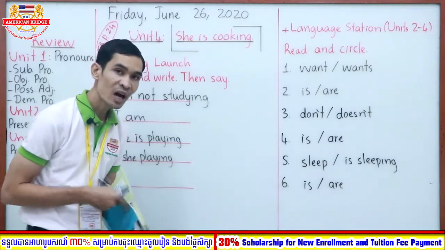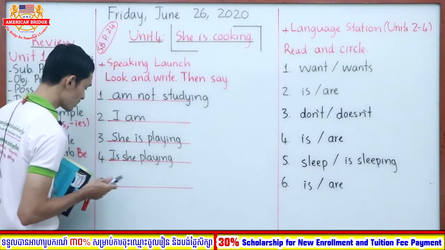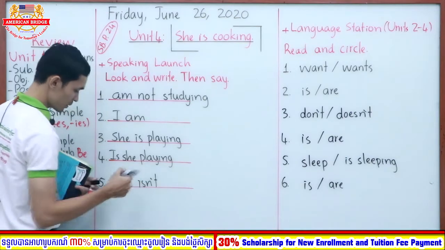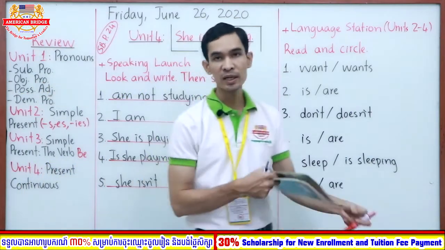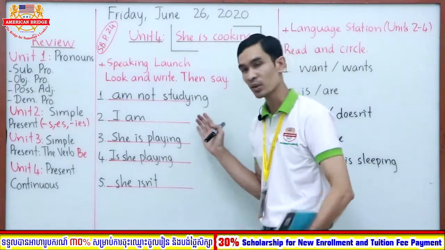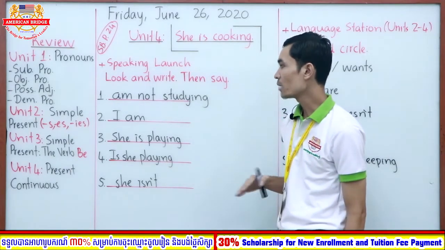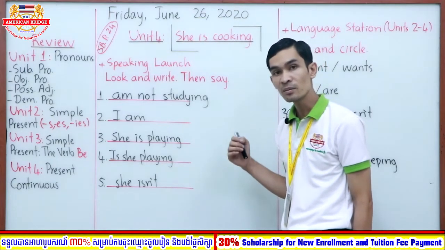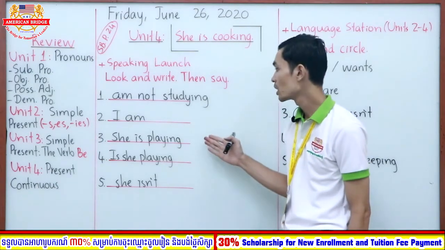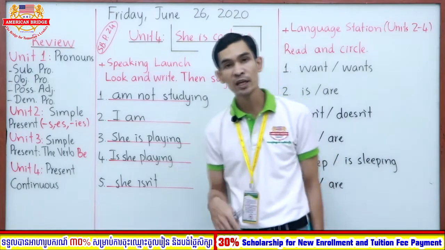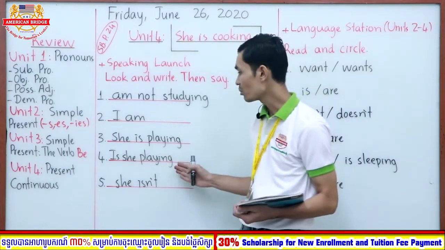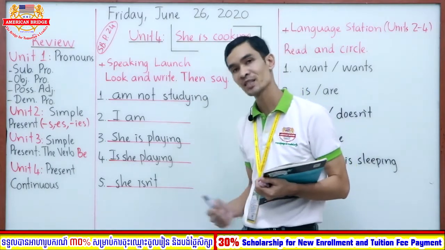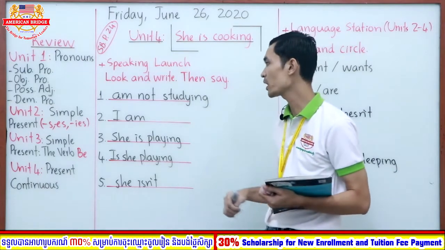No. How do you answer? No, she isn't. Very good. Okay, you can look at your answers here. Are your answers correct? Number 1, I am not studying math, right? How about number 2? Yes, I am. Number 3, she is playing the piano. Number 4, is she playing the violin? No, she isn't. Okay, so now we finish speaking lunch.